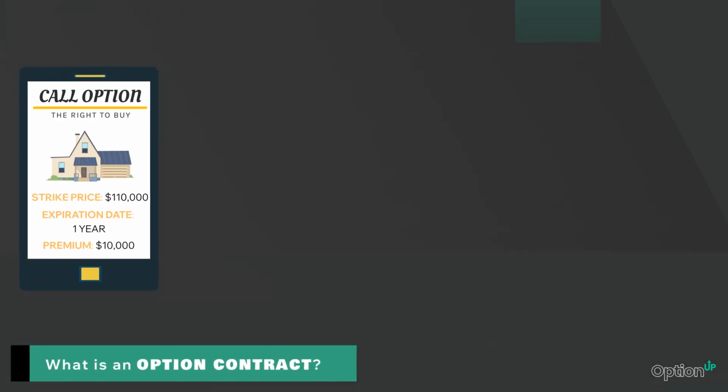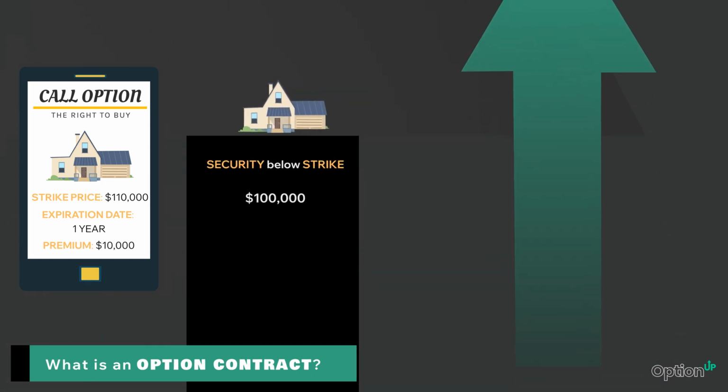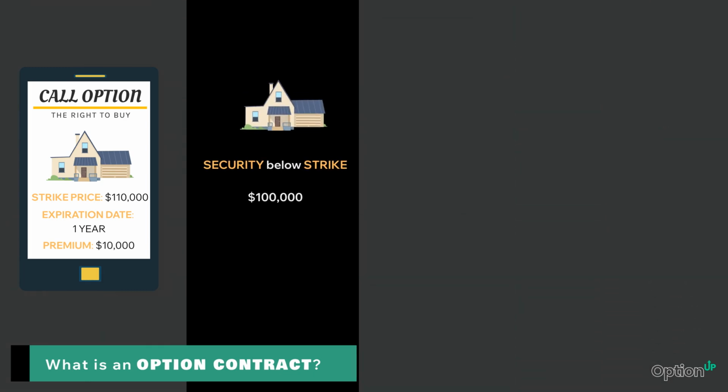The first outcome we'll look at is if the value of the security is less than the strike price. The value of this house remained at $100,000 by the expiration date. The value of this option would be $0, so it is deemed out of the money. There is no reason for the holder to exercise this contract. The net loss for the holder would be the amount of the premium they paid for the option, 100% of their investment.